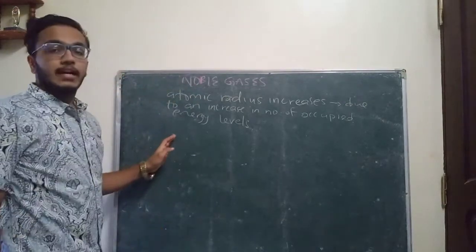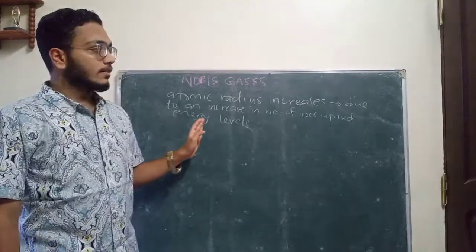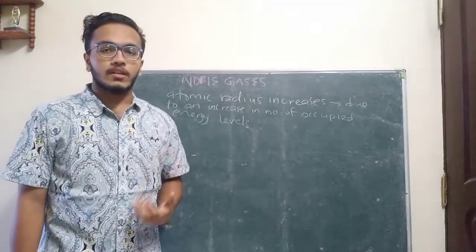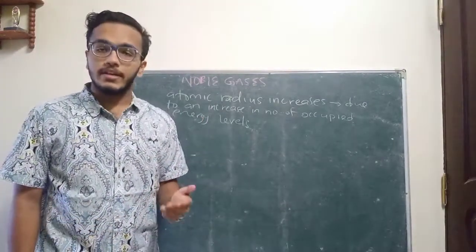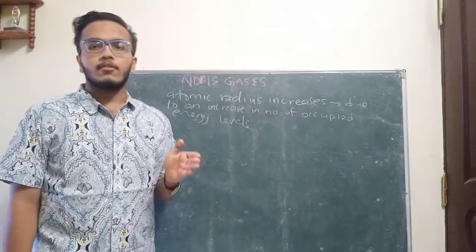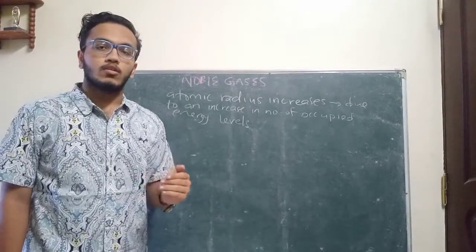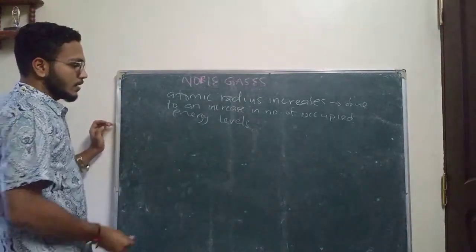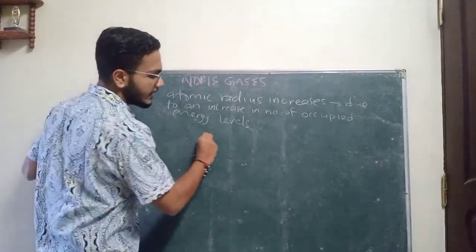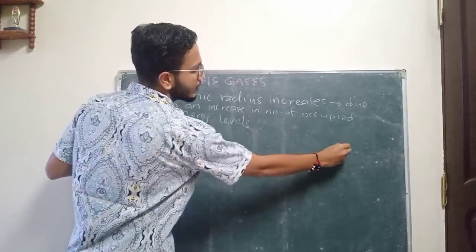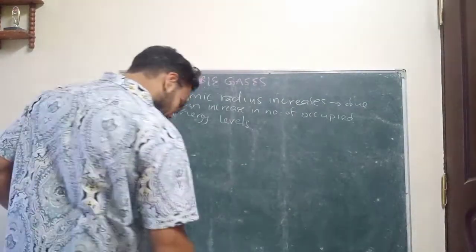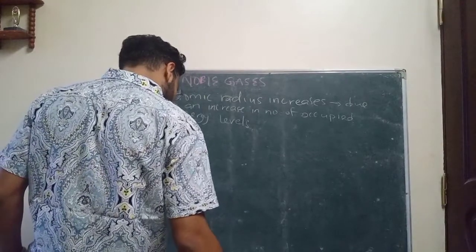They have very high ionization energies. The noble gases require a lot of energy to lose electrons because they are already stable. They already have octet stability. So for a noble gas to lose an electron, it requires a high ionization energy. So they have very high ionization energies because they are stable. And that is with noble gases.